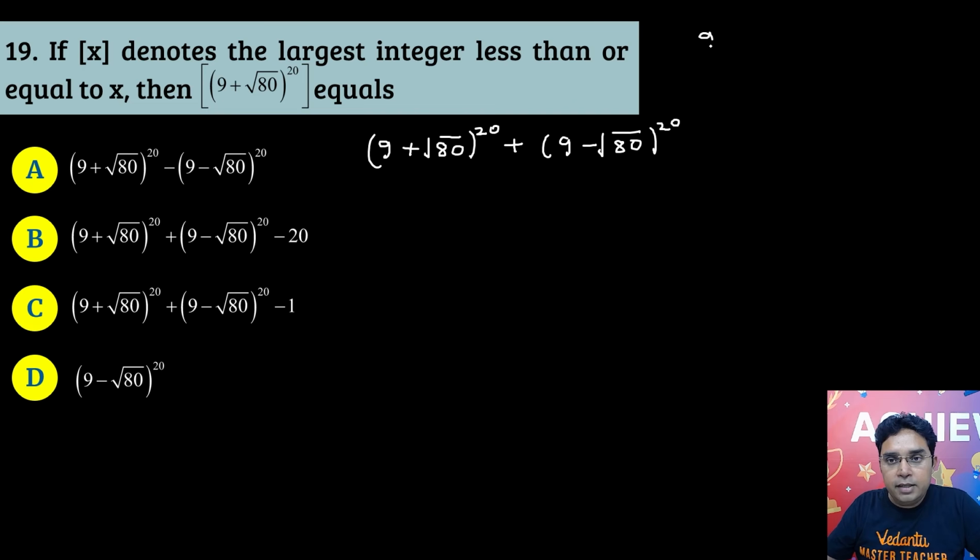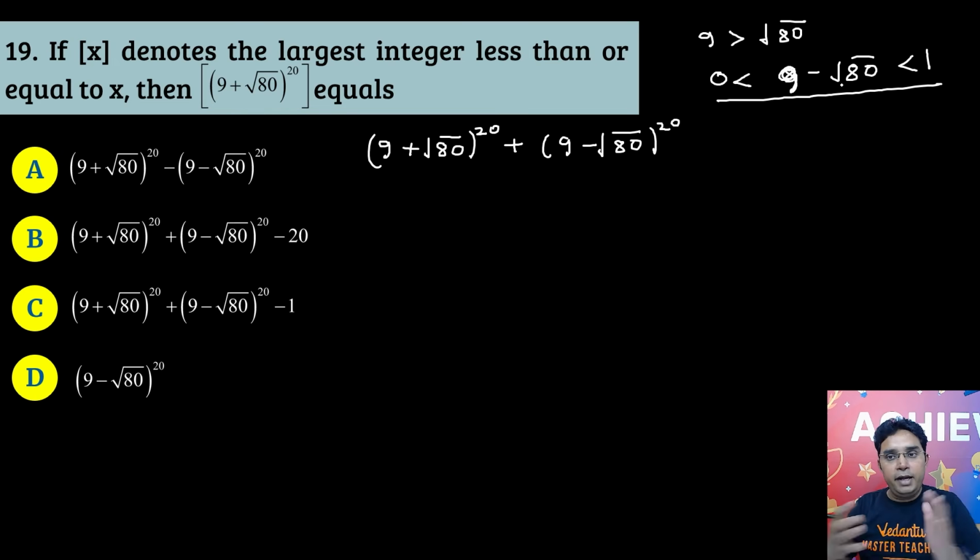Now notice that 9 is slightly bigger than root 80 because root 81 is 9. So this is a positive number. But definitely this 9 minus root 80 actually will be less than 1 and it will be greater than 0. Root 80 is very much close to 9, so difference will definitely be lesser than 1.